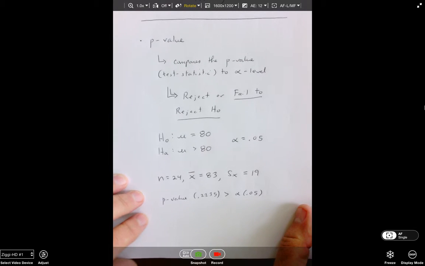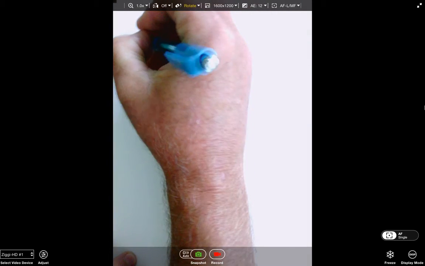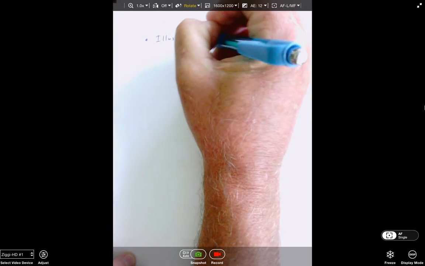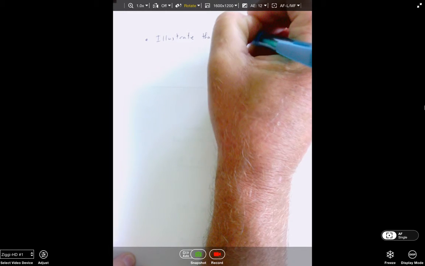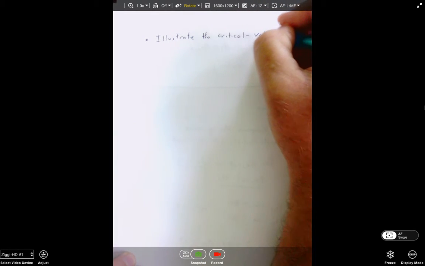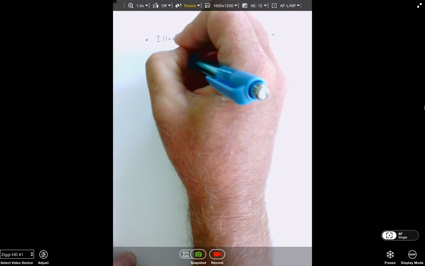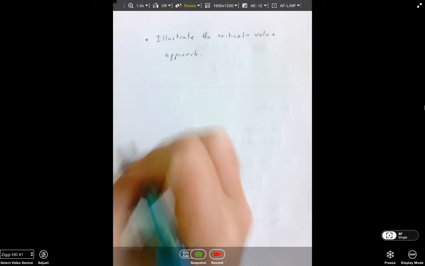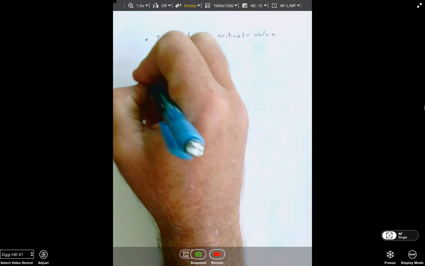Now, how does that differ for the critical value approach? Well, first of all, the critical value approach doesn't use a p-value. So I want to illustrate here the critical value approach. Now the critical value, just like the p-value calculation, depends on the alternative hypothesis.